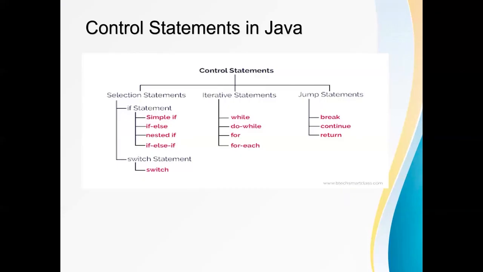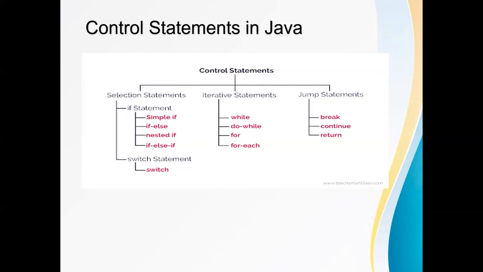The while is for the entry control and do while is for the exit control. In a while statement, first the condition will be checked, then the statement. Okay, first the condition, then the statement. That is the while loop.